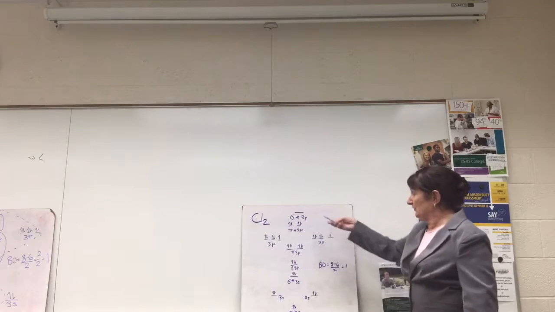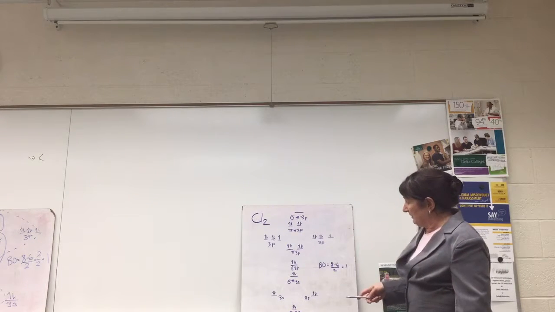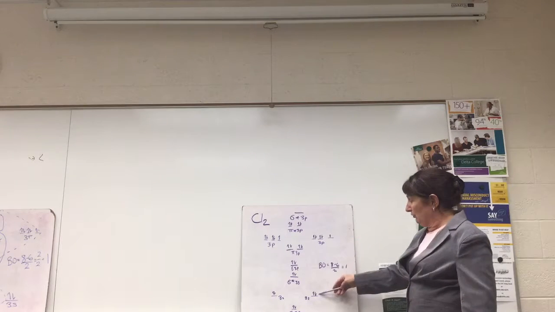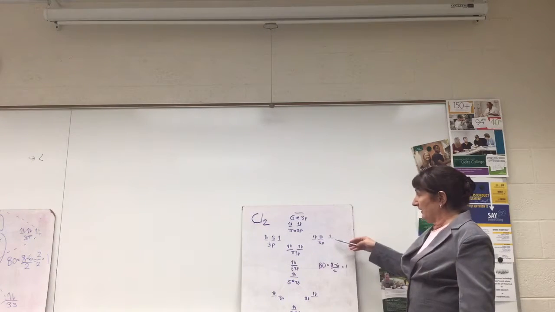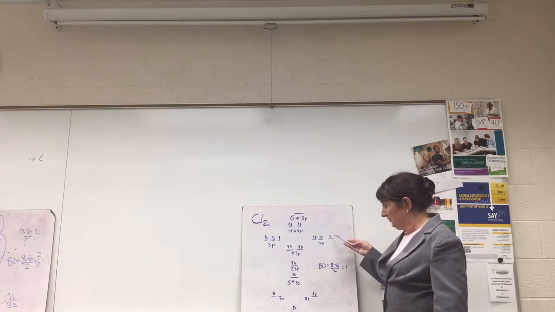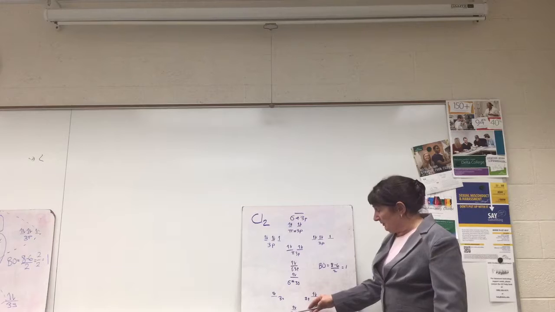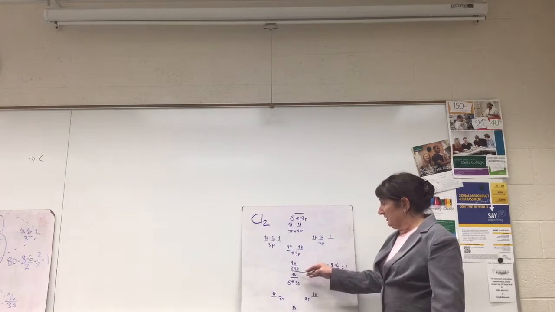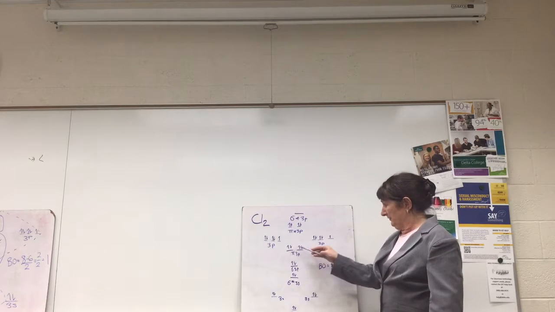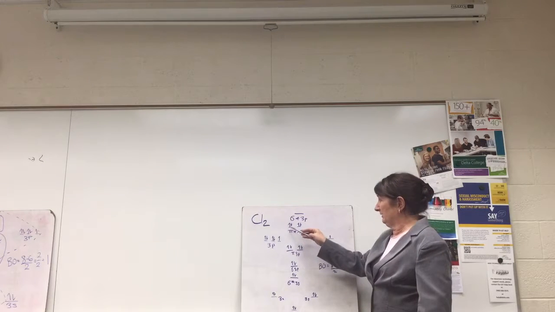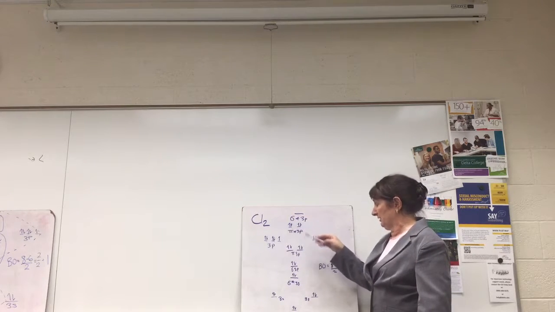Okay? So for chlorine, chlorine has its valence electrons in the 3s and the 3p. 2 in the 3s and 5 in the 3p. 7 electrons gives us 14 total. Sigma 3s, 1, 2. Sigma star 3s, 3, 4. Sigma 3p, 5, 6. Pi 3p, 7, 8, 9, 10. Pi star 3p, 11, 12, 13, 14.